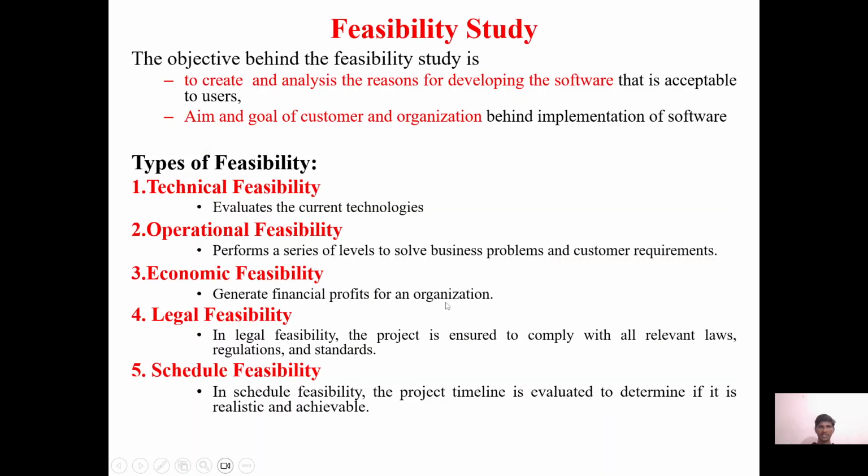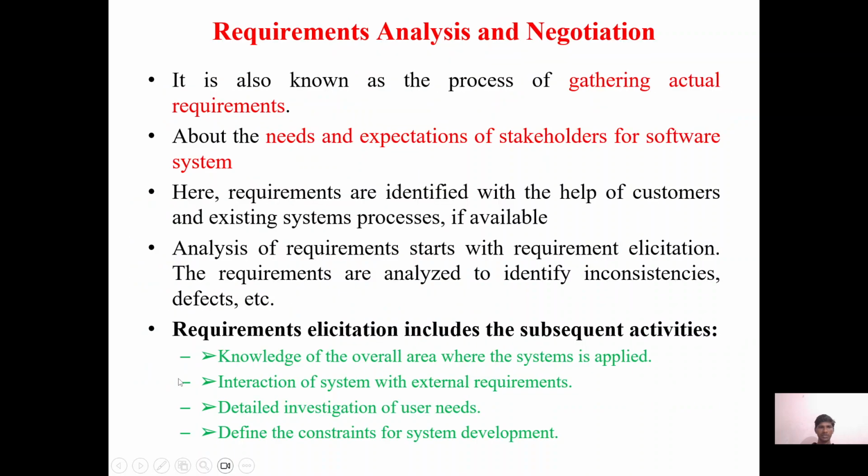So feasibility study is the first phase of the requirement engineering process. Feasibility is the aim and goal of the customer and organization behind the implementation of the software. What is the aim and goal? So this is about feasibility. There are different types of feasibilities, a few of them listed here. First is technical feasibility, which evaluates the current technology. Next is operational feasibility, then economical feasibility, legal feasibility, and schedule feasibility.